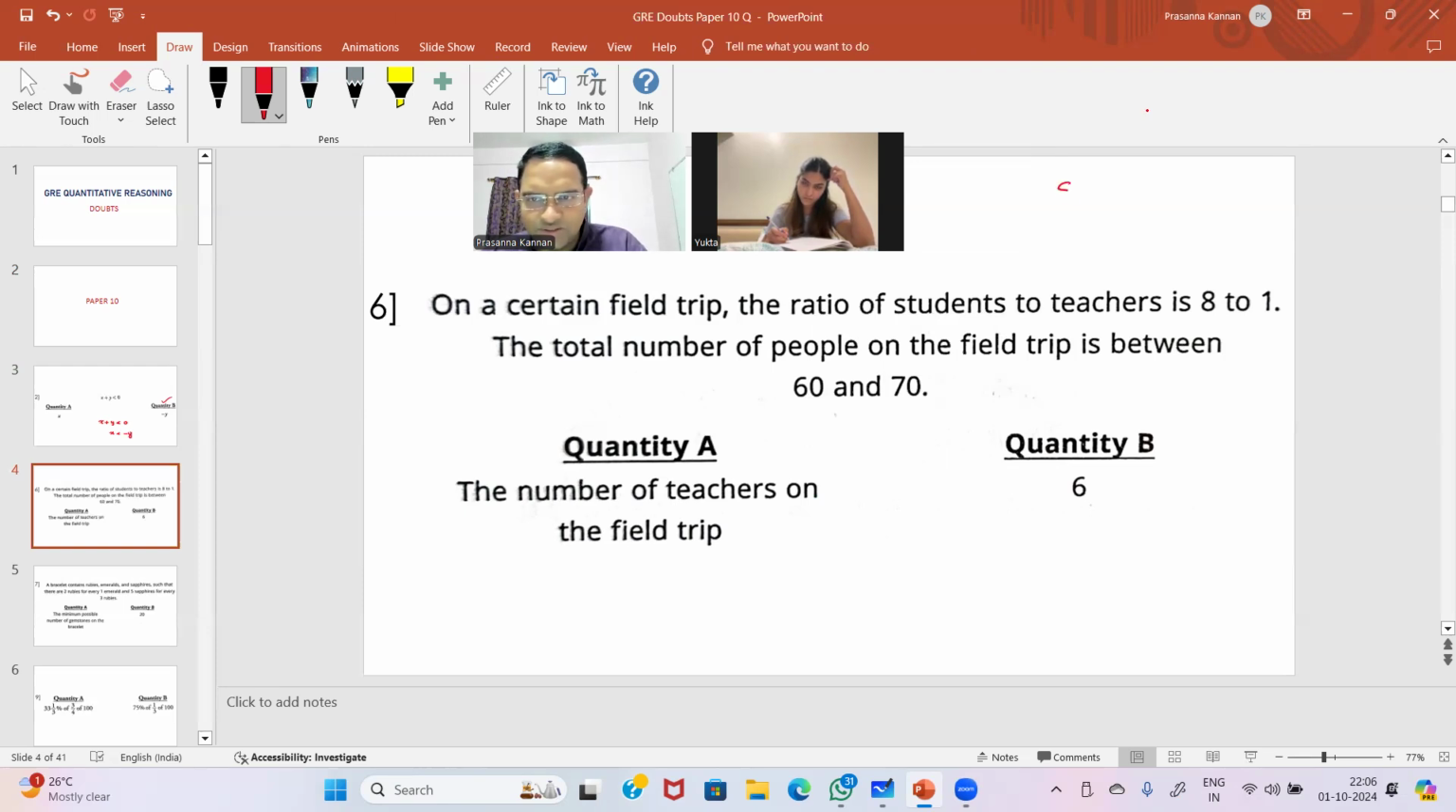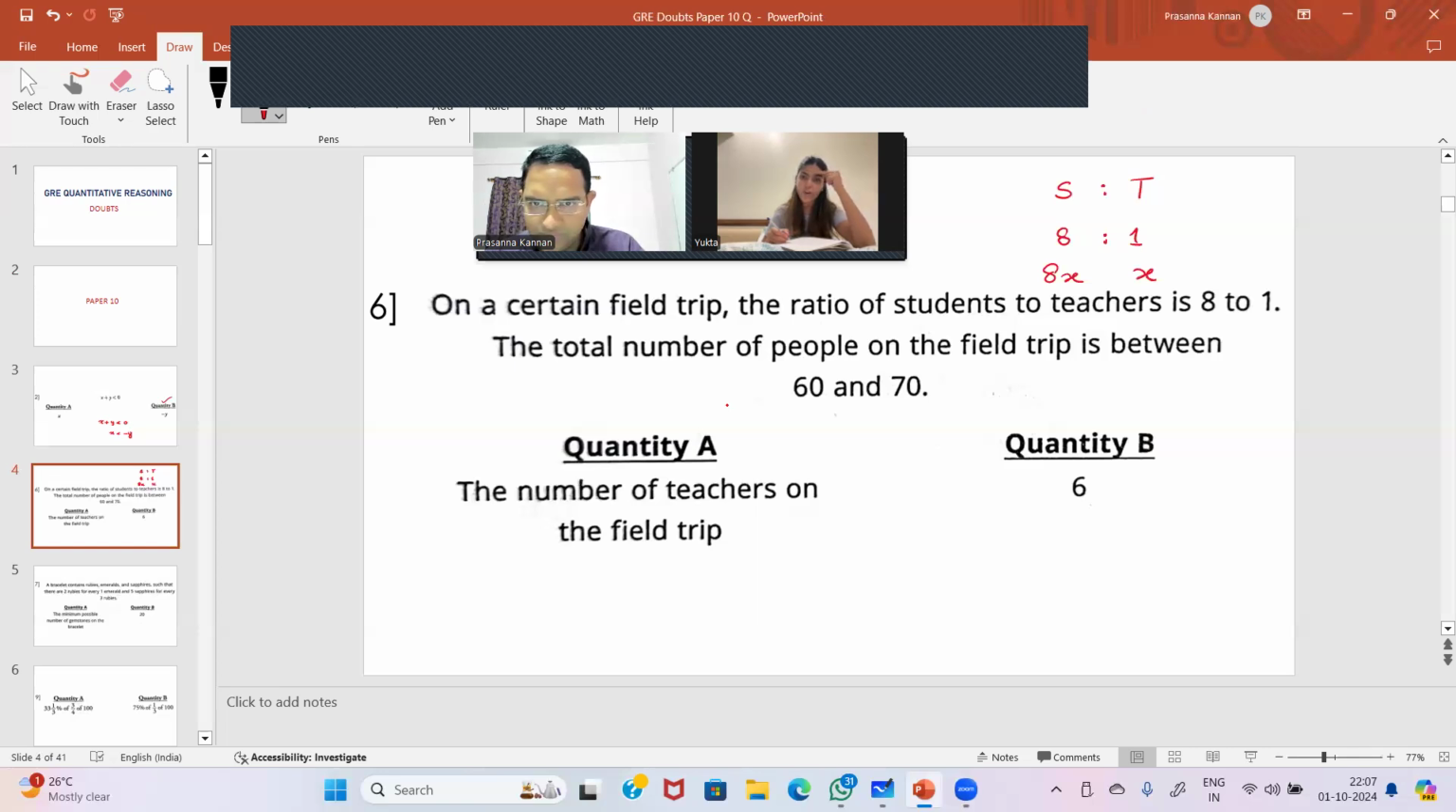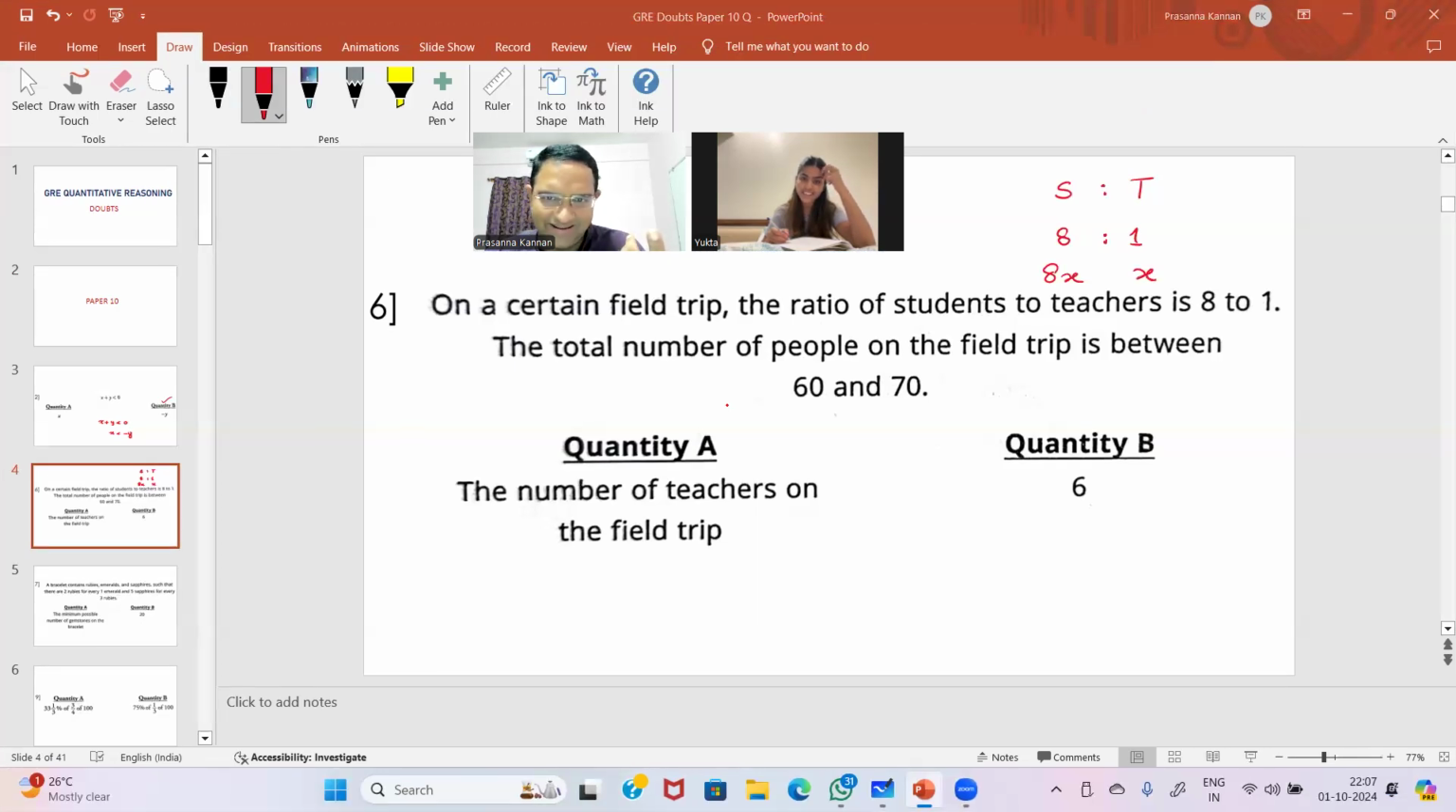Now if you see, the number of students to the number of teachers is 8 to 1, correct? So the total number of people, let's say the students are 8x, then the number of teachers is x. If I want to find the total number, it should be divisible by 9. Exactly. Perfect. Then the total number, which is s plus t, must be 9x, which means it's divisible by 9. So we want a number.